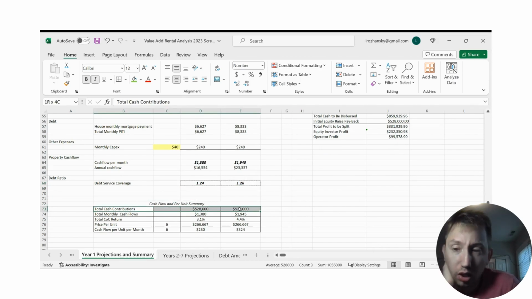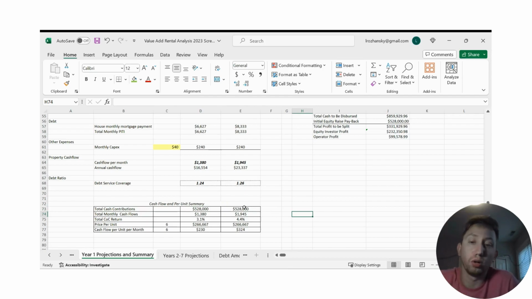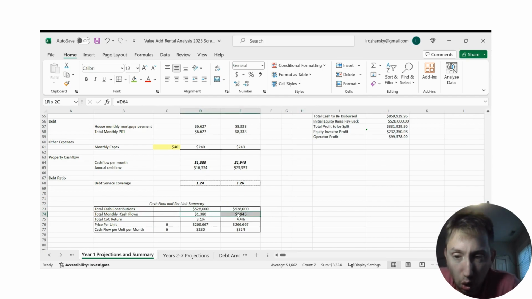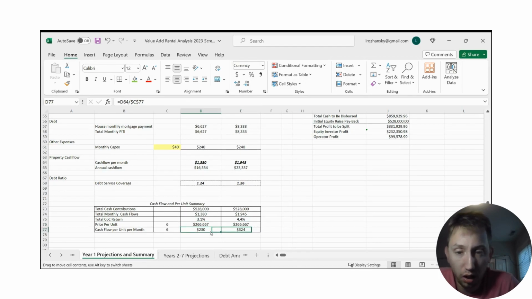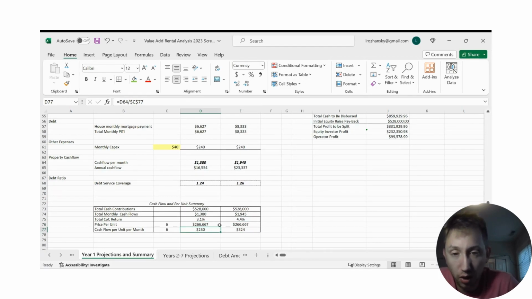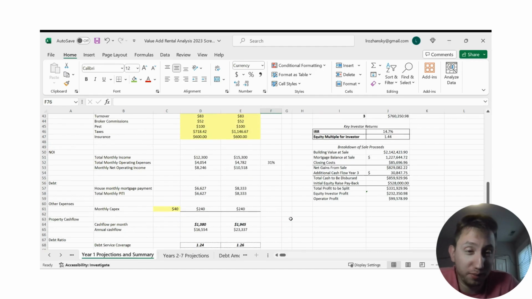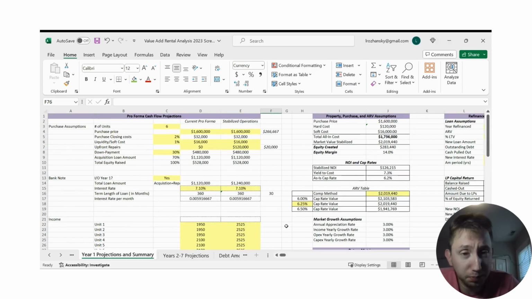So we can see our total cash contribution, which is the total equity we raised. This is the total monthly cash flows, total cash on cash return, and then a per unit price acquisition and a per unit cash flow summary. So it's a nice little summary showing, on a cash flow basis and a per unit basis, how this deal quickly pencils. For Boston, this is actually not too bad. 4.5% cash on cash. Honestly, it's pretty solid if I have to be honest. So this is pretty solid.